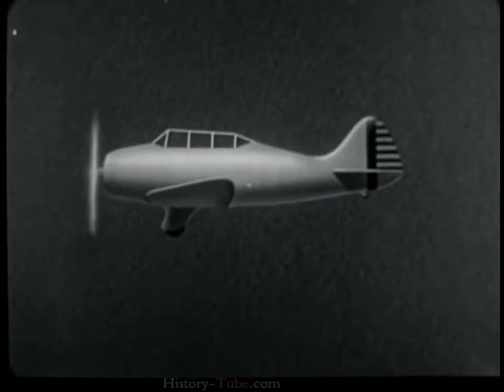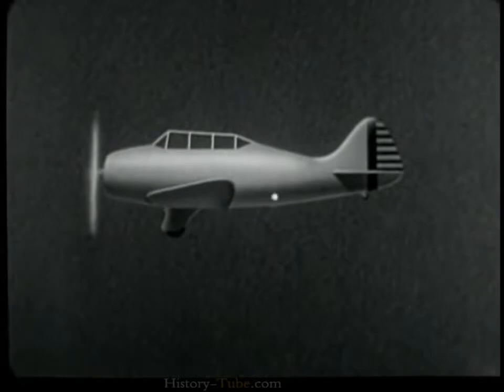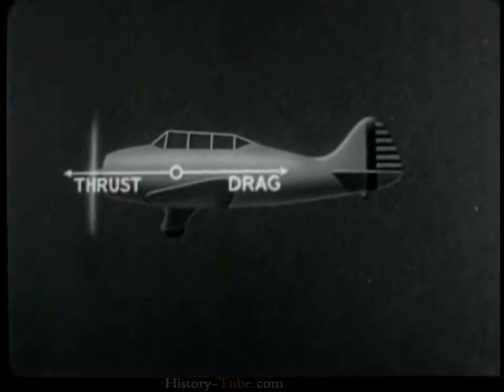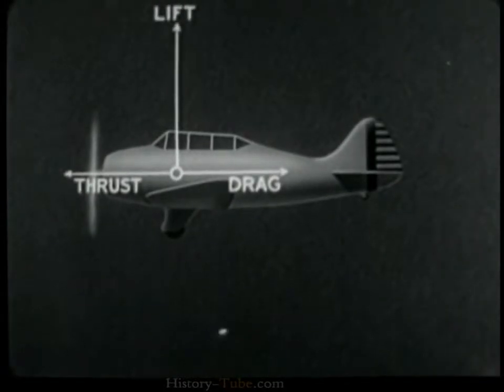When an airplane is flying horizontally at a constant velocity, the forces acting upon it are in equilibrium. The retarding force, or drag, equals the propelling force, or thrust. The lift must equal the total weight of the airplane.